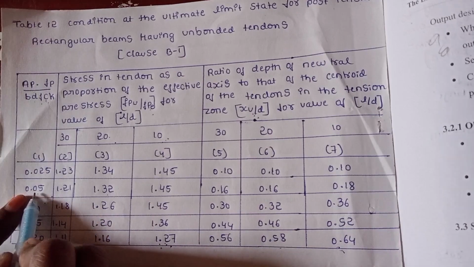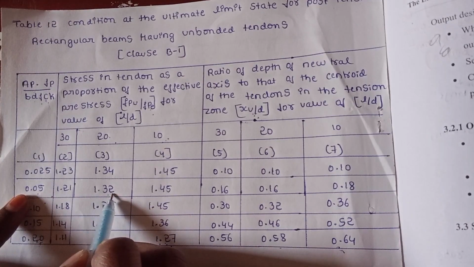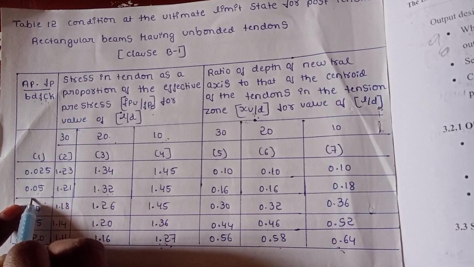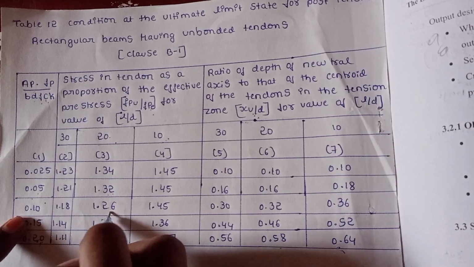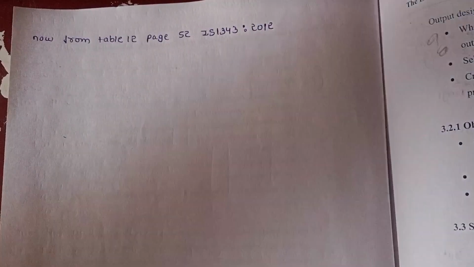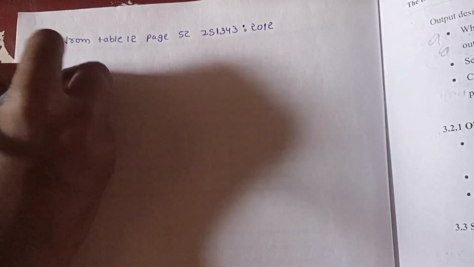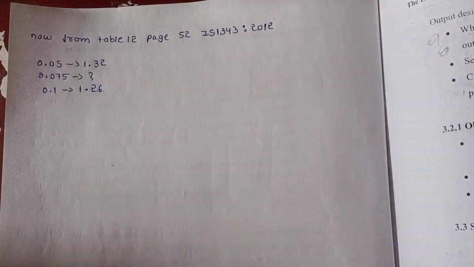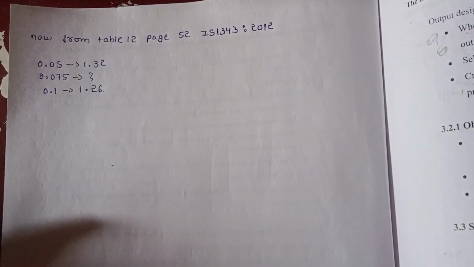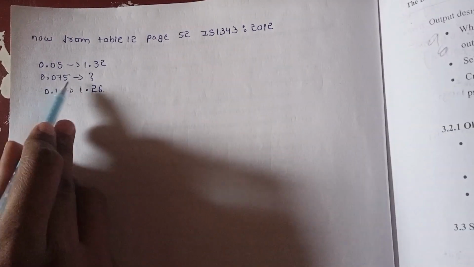The 0.05 corresponding value is 1.32, and the 0.10 corresponding value is 1.26. We want the 0.075 corresponding value, which we don't know, so with the help of interpolation we find it.